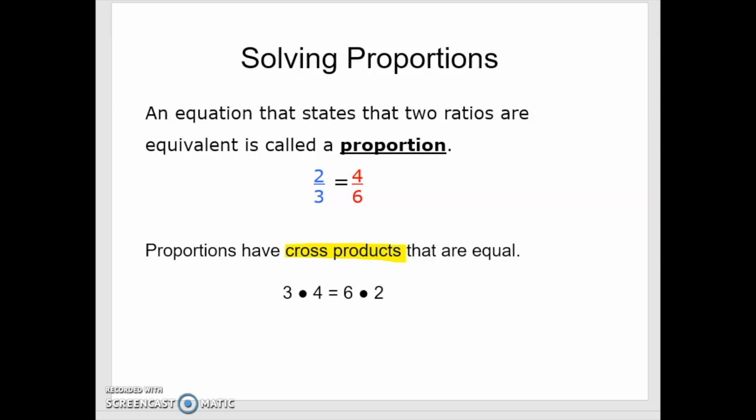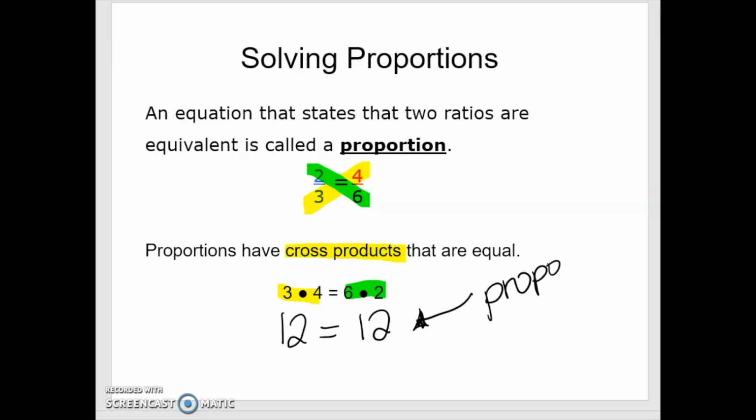So what that means is if we multiply diagonally 3 times 4 and we multiply diagonally the other direction 2 times 6, those products, remember product is the answer when we multiply. 3 times 4 is 12. 6 times 2 is 12. Those products, those answers, are equal. And when this happens, we know that we have a proportional relationship.